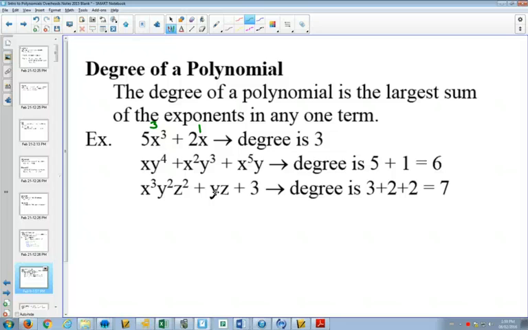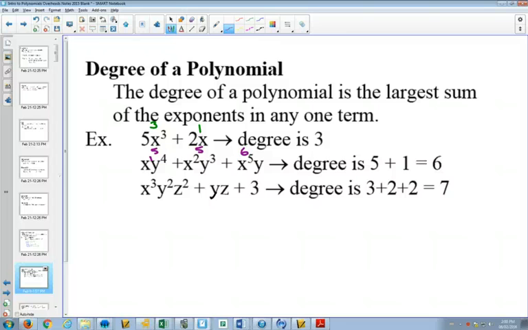If we look at our second example, this first term has a degree of what? 4 plus, remember there's a 1 there. So this one has a degree of 5. The second term has a degree of 5. The third term has a degree of 6. So we would say the degree of the whole thing is 6.